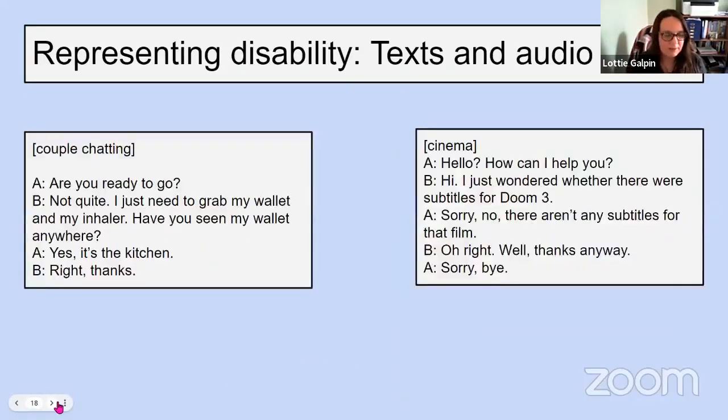Finally, I want to look at what I would call implicit everyday representation. If we think about the fact that disability is in every part of a disabled person's life, that's not to say it affects everything the whole day, but it's just part of your life. So this is a scene that I've based on a family member. Here we've got a couple chatting, and A says, "Are you ready to go?"